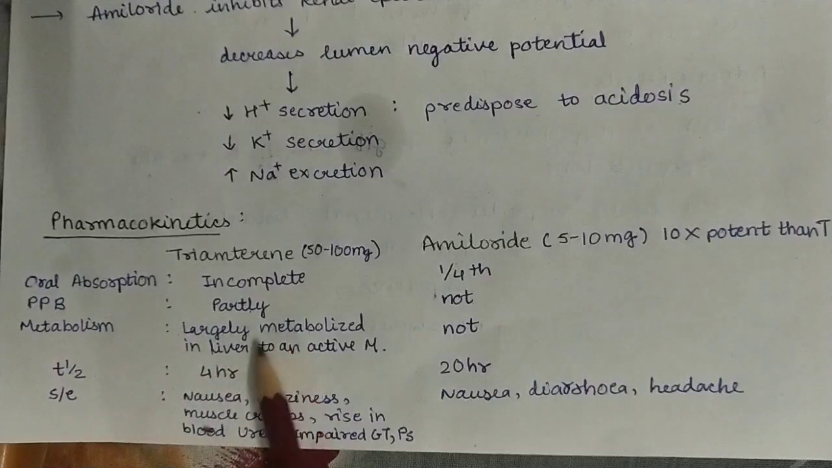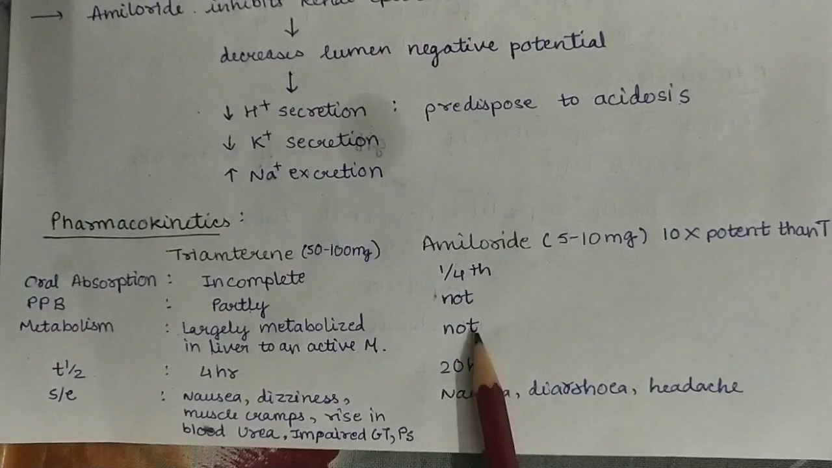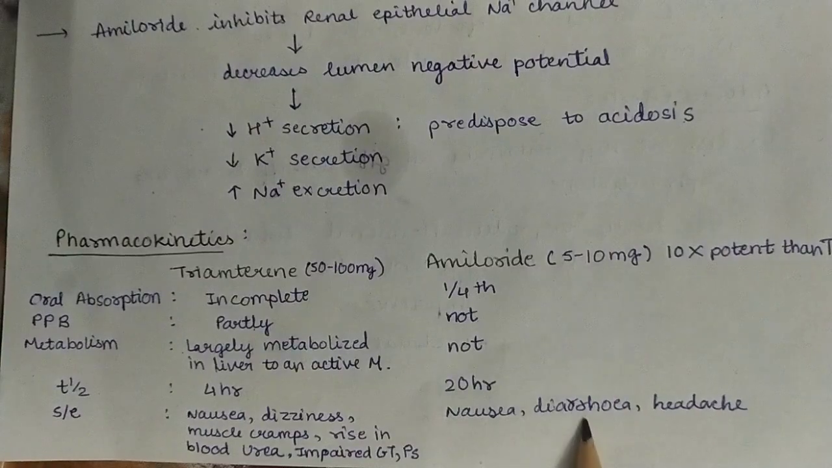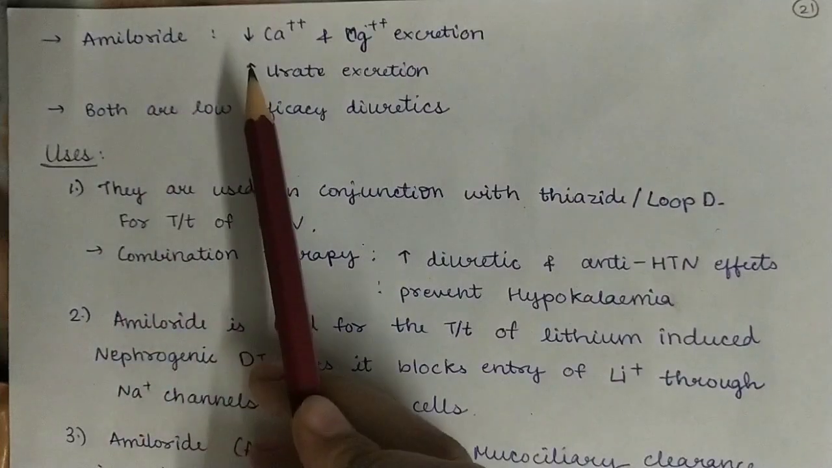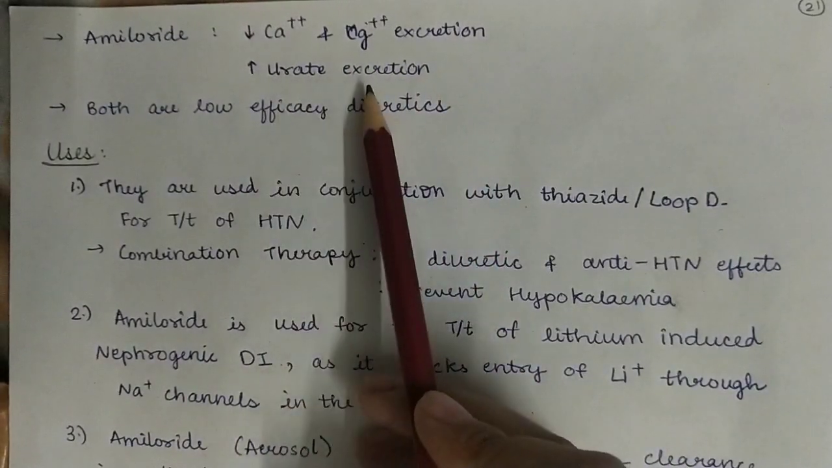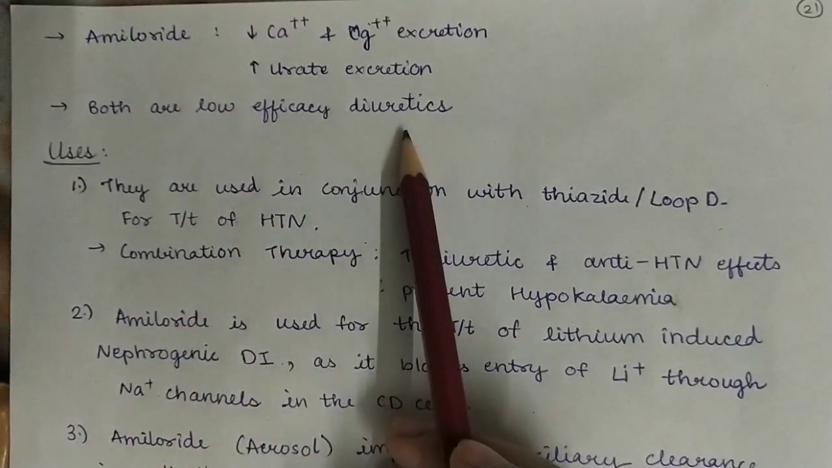Metabolism. Triamterene is largely metabolized in the liver to an active metabolite. Amiloride is not metabolized. It is excreted unchanged in the urine. T-half: 4 hour, 20 hour. Side effects: nausea, dizziness, muscle cramps, rise in blood urea, impaired glucose tolerance, and photosensitivity. In amiloride, the side effects are nausea, diarrhea, and headache. Amiloride decreases calcium and magnesium excretion. It also increases the urate excretion. Both amiloride and triamterene are low efficacy diuretics.